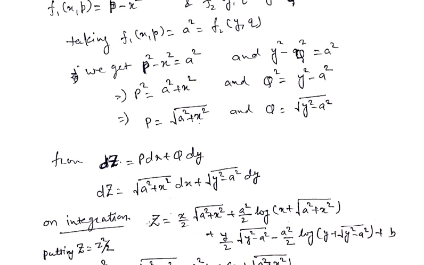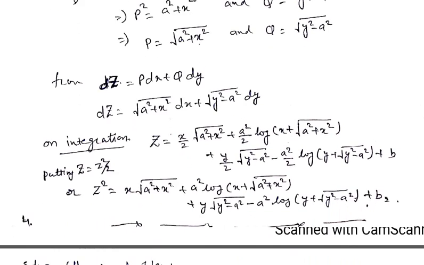Now we will replace capital Z with the actual small z using the relation capital Z equals z square by 2. So we get z square equals an expression in x, y, a and b. This is the complete solution of the given problem. Here a and b are arbitrary constants, or here we write b1 equals 2b, as we cancel out 2 from both sides, so b becomes 2b. So b1 equals 2b, which is an arbitrary constant.